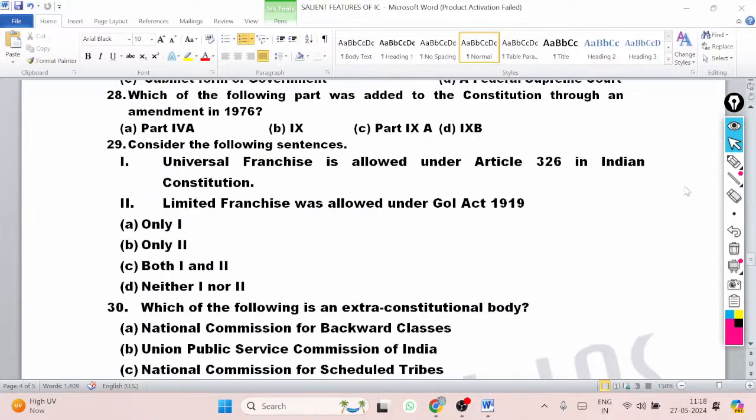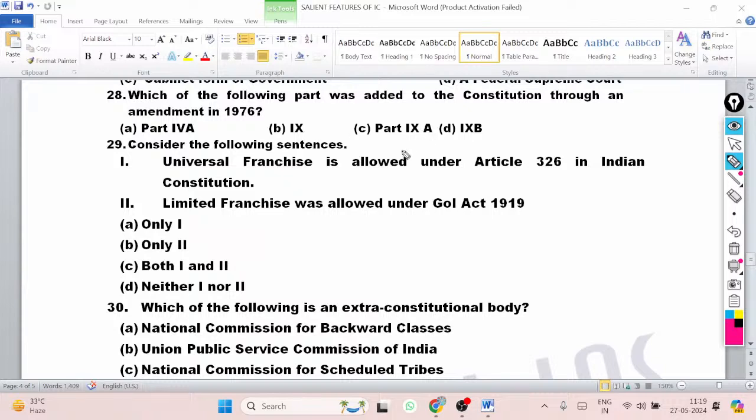28. Which of the following parts was added to the Constitution through an amendment in the 1970s? All the parts have been added by an amendment. Look at the numbers of the amendments that I am writing. Part IVA was added by the 42nd Amendment Act, 1976, and Part IX by the 73rd Amendment Act, 1992.